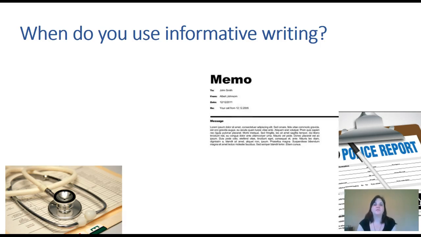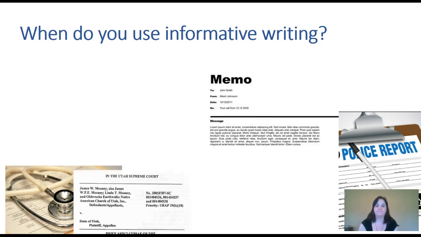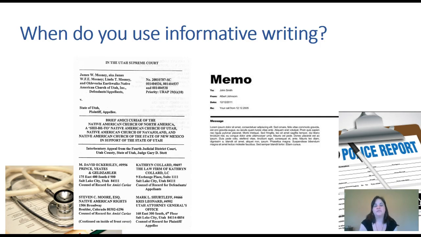A lot of memos written in the workplace are also pieces of informative writing. The purpose of a memo is to provide information to a larger audience, and a lot of the time the information is the explanation of a new policy or information about something else that has happened in the workplace. The last example of how informative writing is used in the workplace would be a lot of legal documents, a briefing, a summary of a judgment entry. Those are also pieces of informative writing.